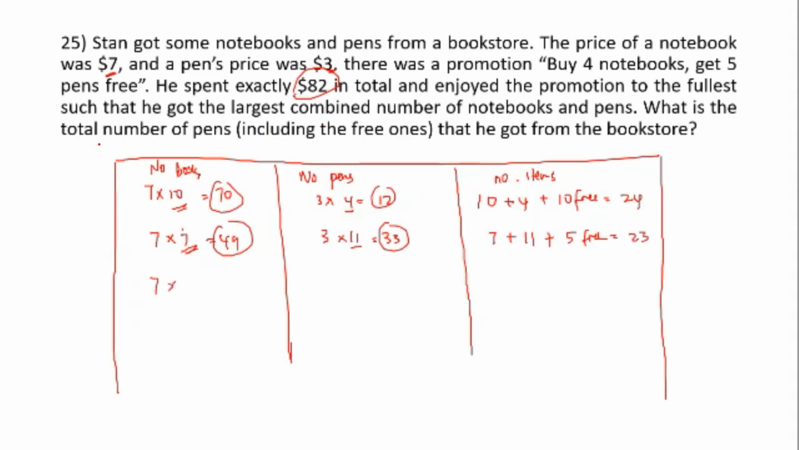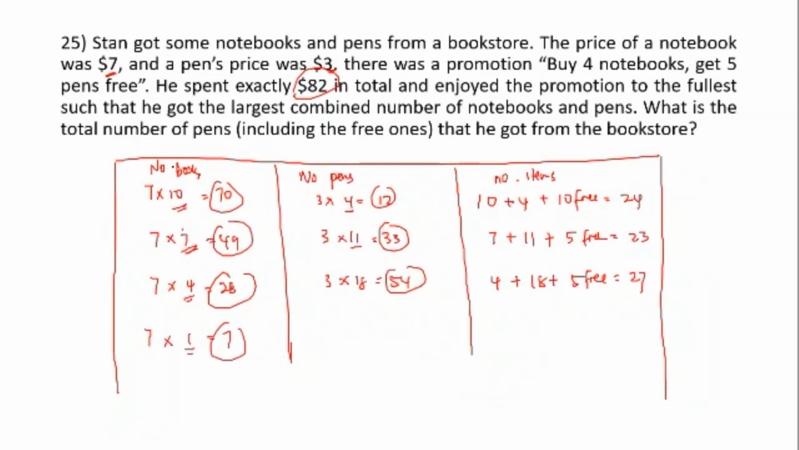And then we can have 4 books, and that makes $28. And also 18 pens, which is $54. So that means he gets 4 books plus 18 pens plus 5 free pens. In total, he gets 27 items. Or he can only buy 1 book, which is $7, and he buys 25 pens, which is $75. So in total, he gets 1 notebook plus 25 pens, no free pens, which is 26.